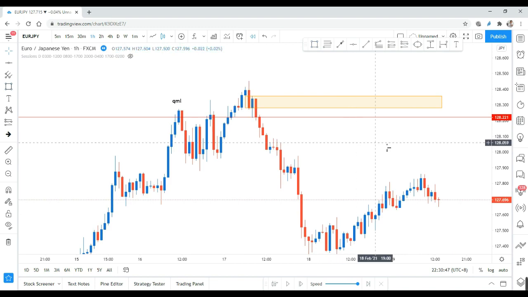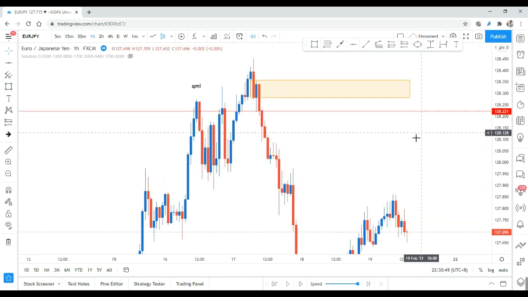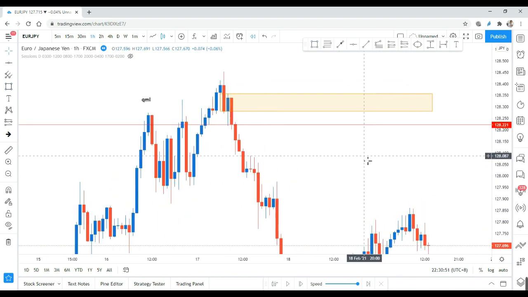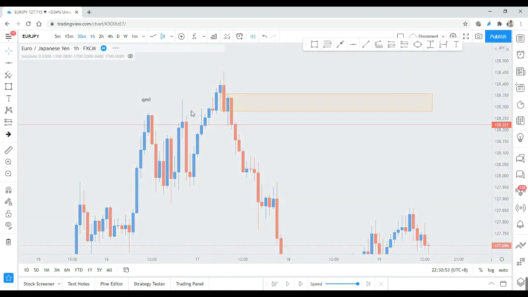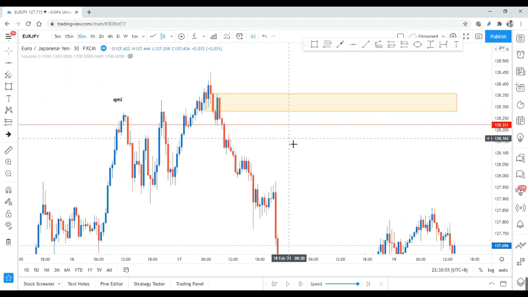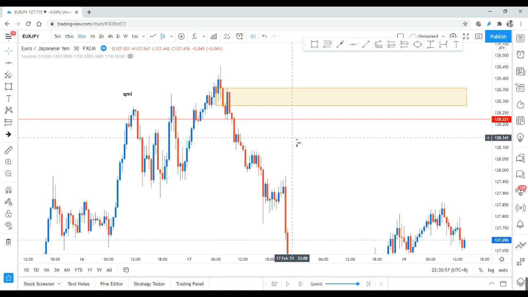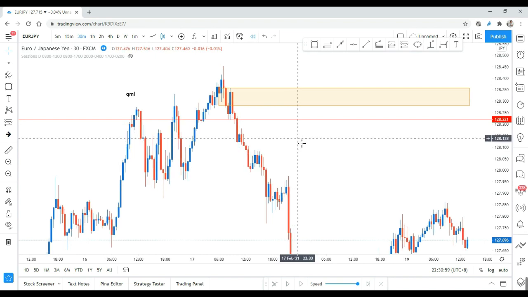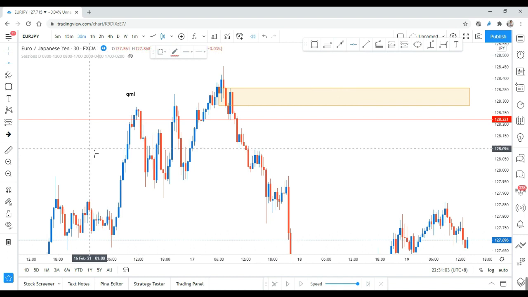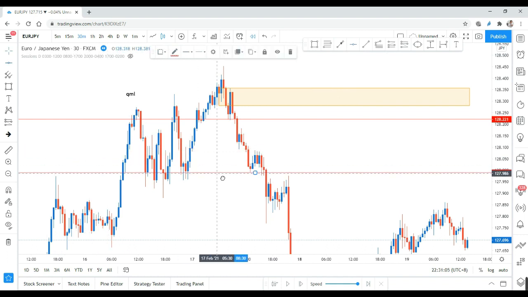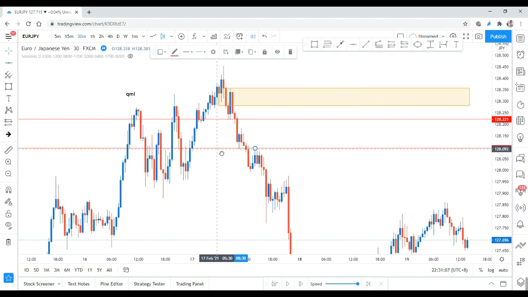So like I told you, you have to go into multiple time frames. You switch to a smaller time frame, 30 minutes, and it will be very clear. On the 30 minutes, we have another MPL. Let me place the horizontal line over here.